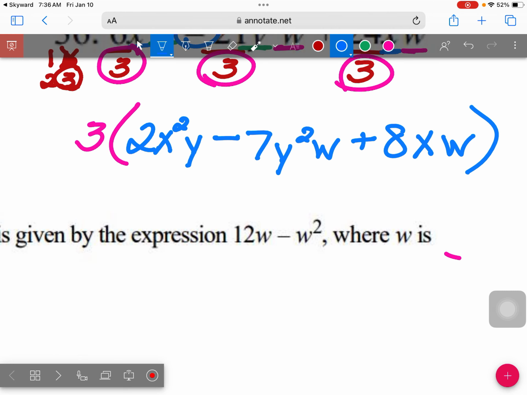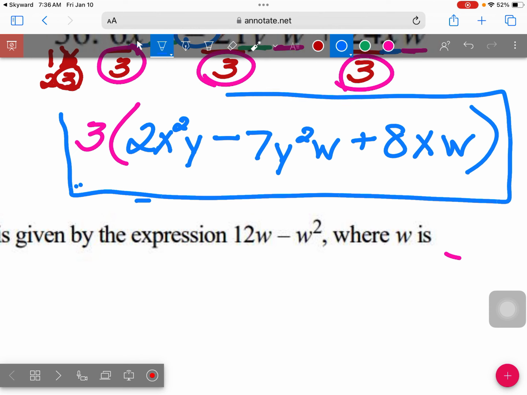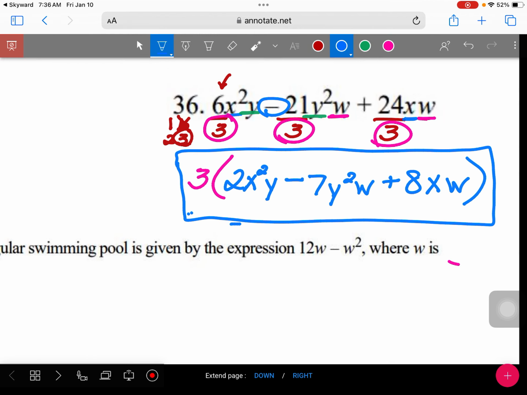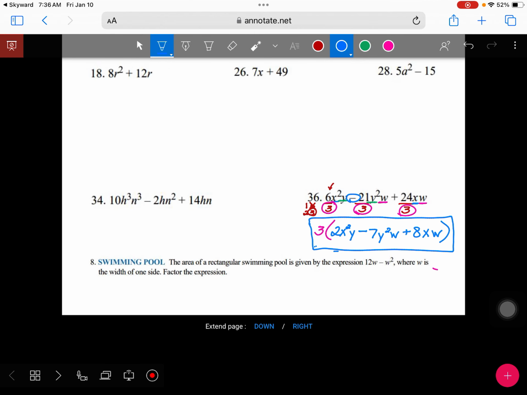Okay, now what? Nothing. We're done. You took out the greatest common factor. You factored the rest of it. We do not know how to factor the rest of it. We will find out later next week, but we don't know how to do this anymore. So that's all you can do for that problem. Okay? All right. Other questions on this paper?